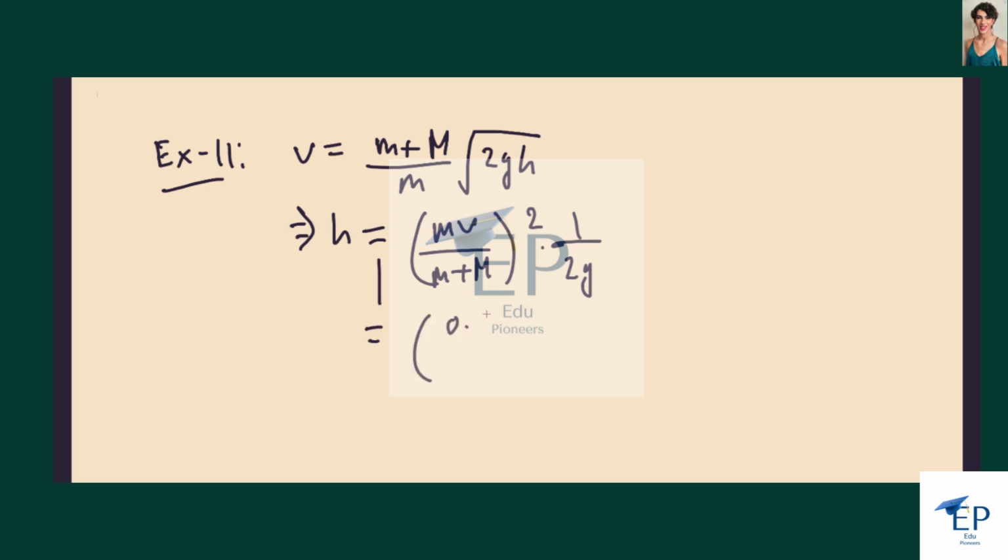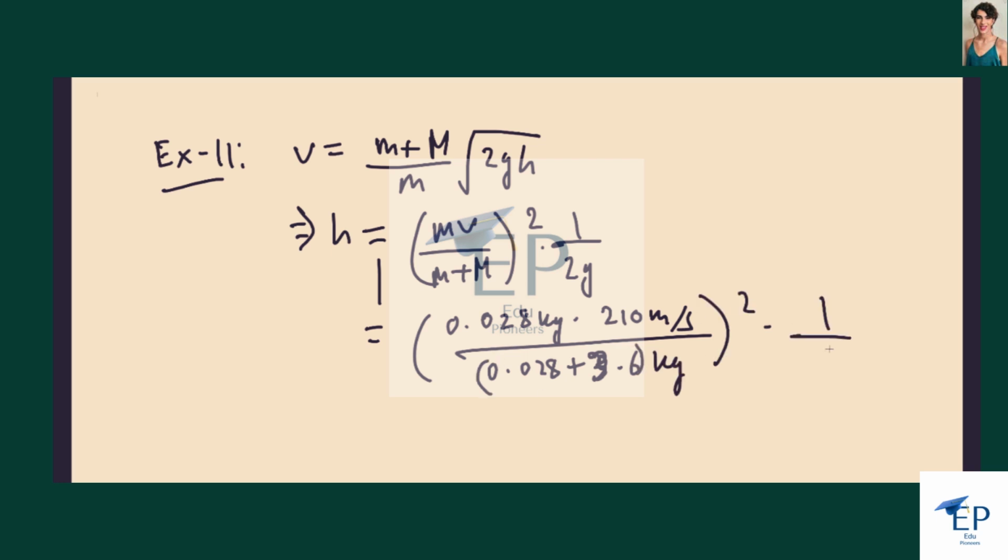28 grams, which is m, is 0.028 kilograms. V is 210 meters per second over 0.028 plus 3.6 kilograms, quantity squared, times 1 over 2 times 9.8 meters per second squared. All right, so the height comes out to be 0.13 meters. That's the height to which the pendulum swings from its initial position.